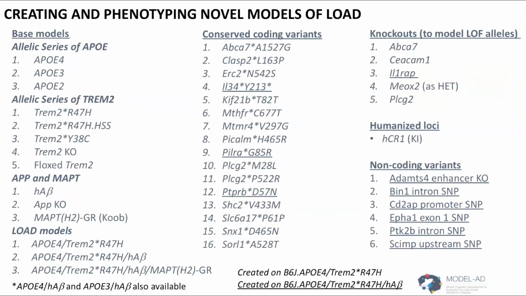And for those who want to know everything about all the models we've created, here's the list. The base models, we've got allelic series of ApoE, allelic series of TREM2. We've got APP and humanized APP and tau. And we've got these platform models that we're using, the LOAD models 1, 2, and 3, the conserved coding variants. And if you see your gene of interest or your pathway of interest, I urge you to work on some of these variants, as well as knockouts. When you do a CRISPR-Cas9 study, you often get the knockout as well, and so we keep those knockouts. We've humanized some loci, including humanized CR1, and we're already beginning to think about non-coding variants because not all of the risk loci will be nice coding variants to make. We have to make non-coding variants.